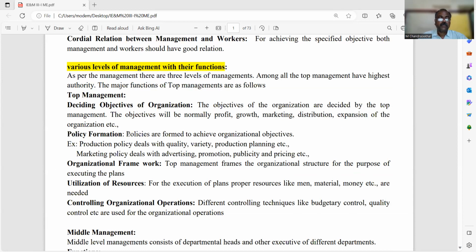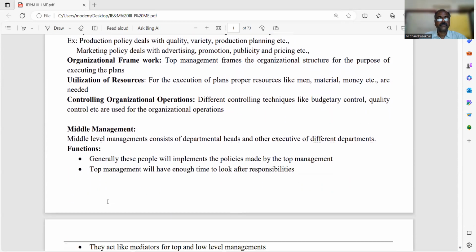Coming to policy formation, policies are formed to achieve organizational objectives. For example, production policy deals with the quality, variety, production planning, etc. Marketing policy deals with advertising, promotion, publicity, and pricing, etc. Coming to organizational framework, top management frames the organizational structure for the purpose of executing the various plans. Utilization of resources: for the execution of the plans, proper resources like men, material, money, etc. are needed. Controlling the organizational operations: different controlling techniques like budgetary control, quality control, etc. are used for the organizational operations.